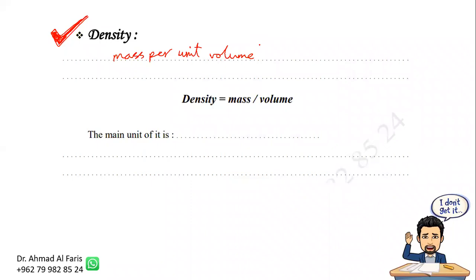Now, who can give me examples for something that has very low density, like what? Who can tell me? Gases, exactly. Very low density, like gases: hydrogen, helium, oxygen. These gases, they have what? Low density. That's why they go up. Thank you.